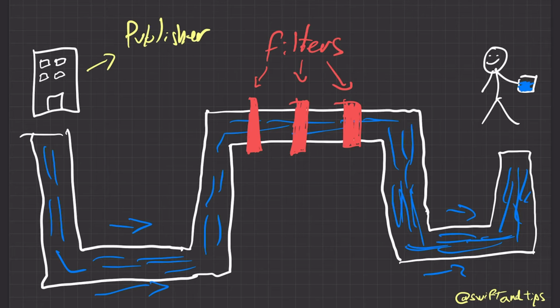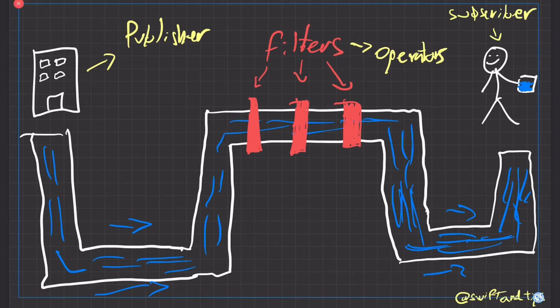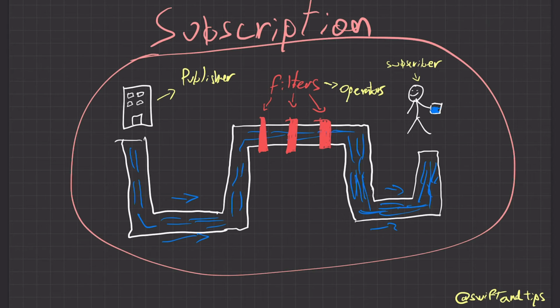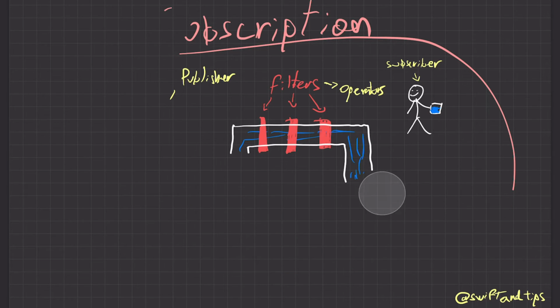We have the publisher, in this case the company, providing the service. The subscriber that is paying for the service and receiving the water. And in the middle, we have operators that filter the water and do more operations during the flow. All this is called a subscription. And the water here is the data that we pass and transform from the publisher into the subscriber.